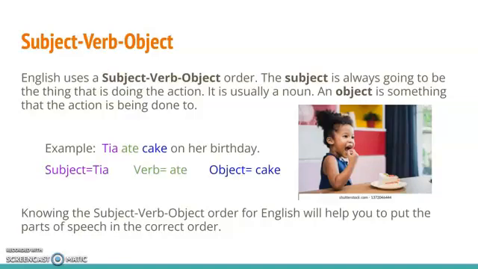My example of this is Tia ate cake on her birthday. The subject is Tia. Tia is the one doing the action, right? Tia is eating, or Tia ate the cake. So what is being eaten? The cake is. So our subject is Tia, the verb is ate, and our object is cake. Knowing this will help you to put the parts of speech in order. It'll help you create grammatically correct sentences in English.